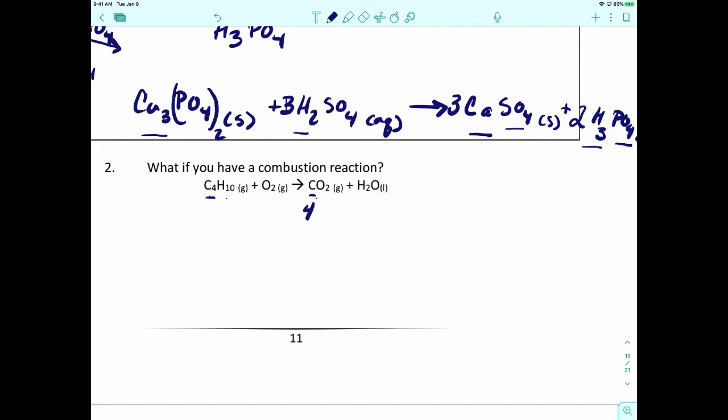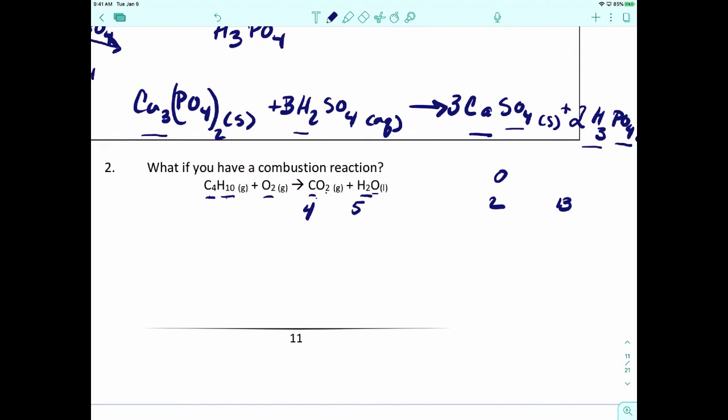All right, so you've got hydrogens. You've got 10 hydrogens on the left, 2 hydrogens on the right. So I need to put a 5 in front of the water to make the hydrogens balance. So now let's deal with the oxygens. You've got 2 on the left. On the right you've got 4 times 2, which is 8, plus an additional 5. So 8 plus 5 gives you 13.